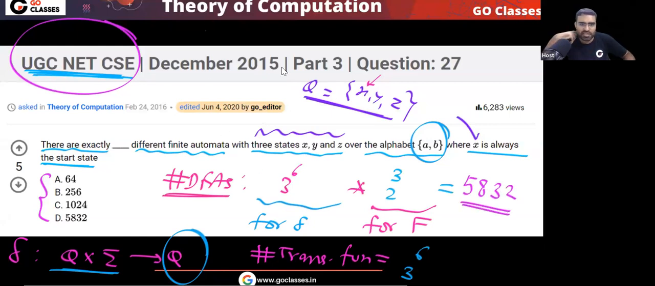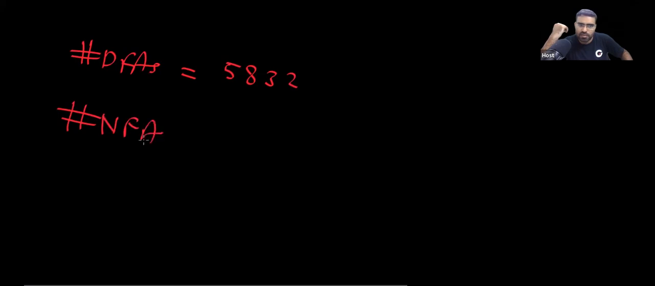Now let me ask you one thing. Can you guarantee that the number of NFAs will be definitely more than this? The number of DFAs you got is 5832. What will be the number of NFAs? The number of NFAs will definitely be more than this.